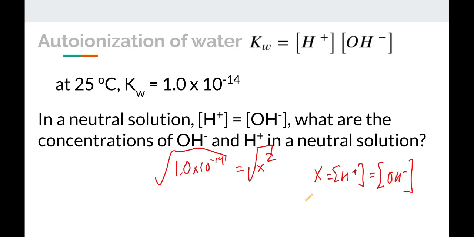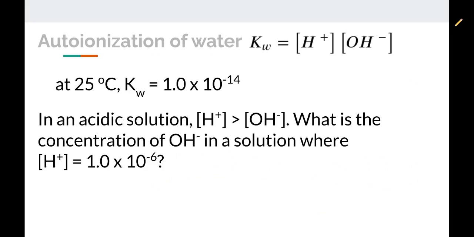And the square root of this is 1 times 10 to the negative 7th. So that's the concentration of both of these at equilibrium. Let's look at a solution that isn't neutral. In an acidic solution, the concentration of H plus ions is greater than the concentration of OH minus ions.